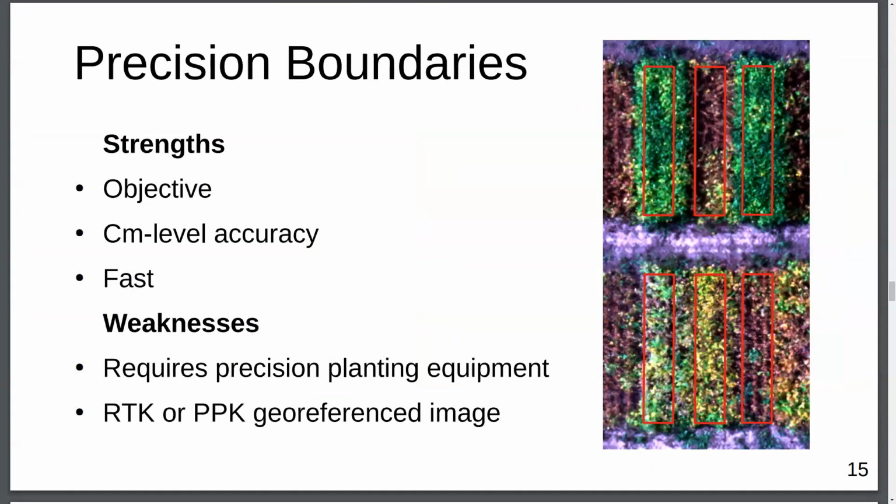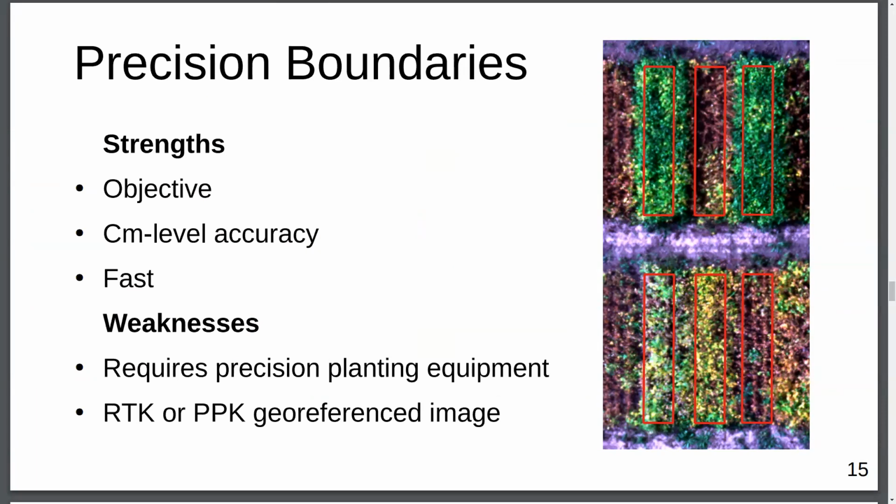So, some strengths and weaknesses. These precision boundaries are objective, so we're not making any input on our end. We're just getting the data off the planter, which is centimeter level accurate. And it's fast. Whether we're doing this for 100 plot points or 5,000 plot points on a field, it takes the same amount of time. So the turnaround time is very quick. In terms of turnaround from the machine, we can just download that shapefile and get a drone image, and we're ready to go very quickly.